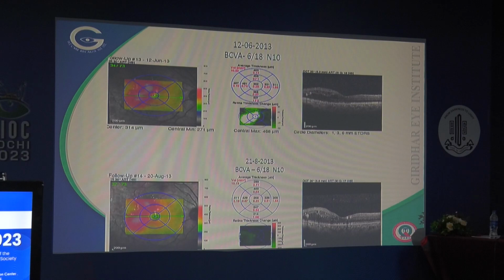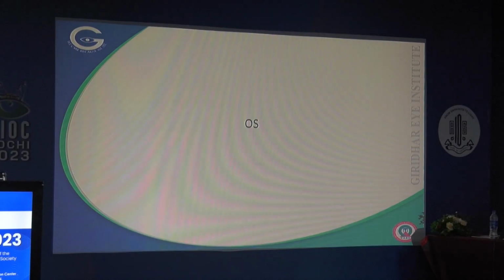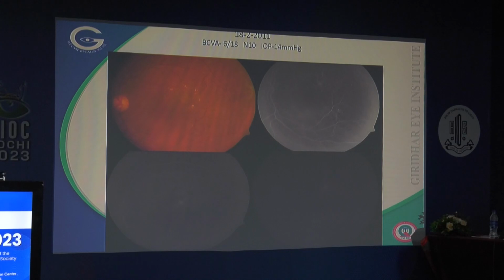Now this patient, after multiple injections and multiple doses of focal laser to microaneurysms, finally his macula settled, and I have a follow-up of about 8-10 years. He still remains quite stable now with a reasonably good visual acuity of 6/18 and 6/6. That means his diabetes is under control, and unfortunately the cataract surgery resulted in worsening of the diabetic retinopathy.